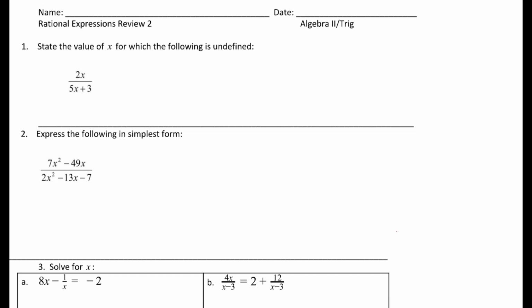In this video, I'm going to go through the second review sheet for the rational expressions unit. So number 1, state the value of x for which the following is undefined. Remember, in order to find out when a fraction is undefined, we need to take that bottom part, that denominator, and set it equal to 0.